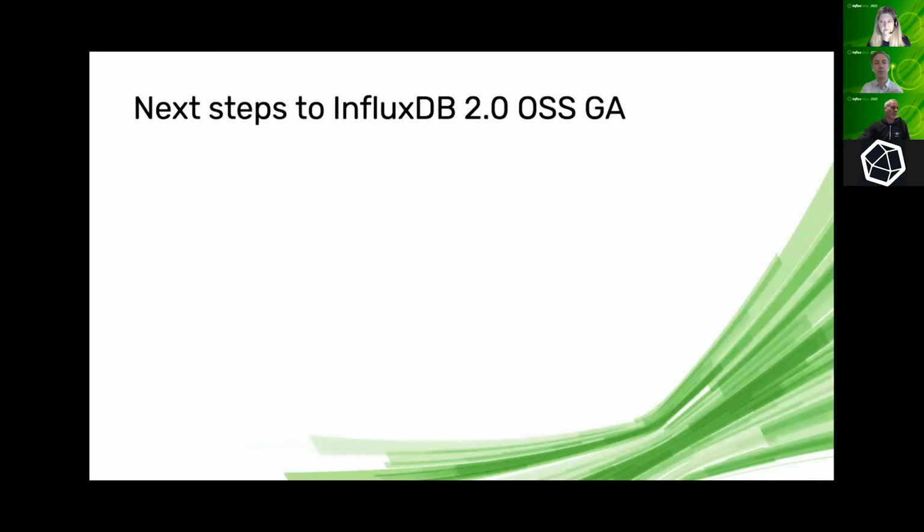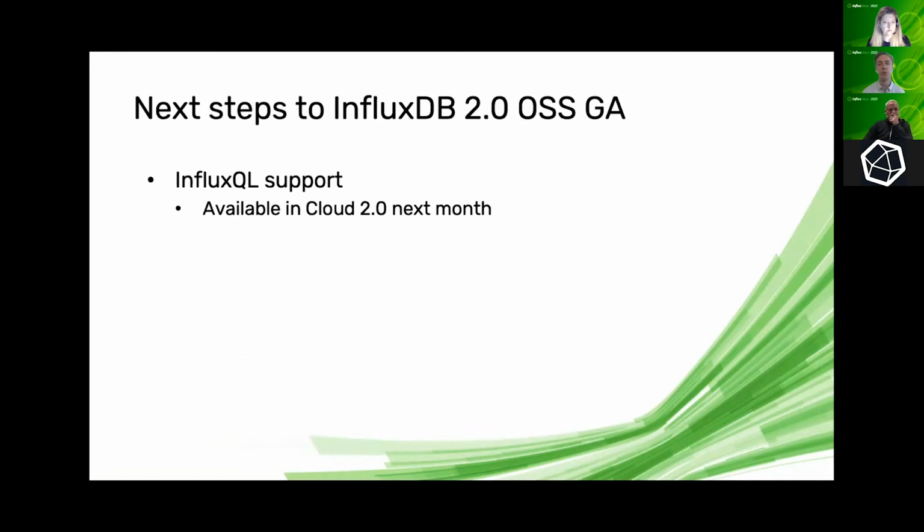So what are the next steps to actually get to the full release of open source 2.0? So the first big announcement is that we're going to be pulling in InfluxQL. And we'll be pulling in InfluxQL support in addition to basically that query endpoint from 1.x. So that'll be available in Influx Cloud next month, and it will be in the open source before we hit the general release of 2.0 open source. We wanted people to be able to continue to use InfluxQL because many people actually really like it.